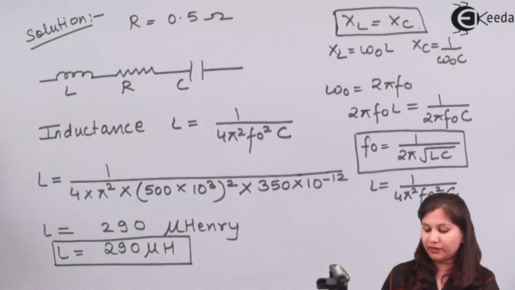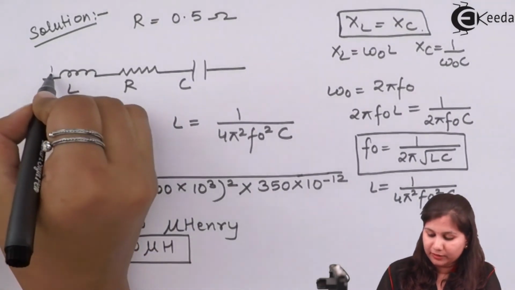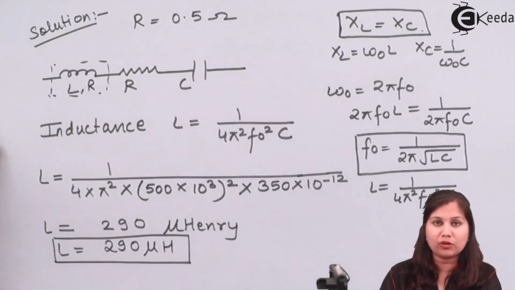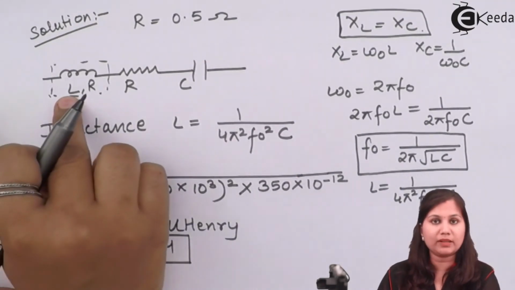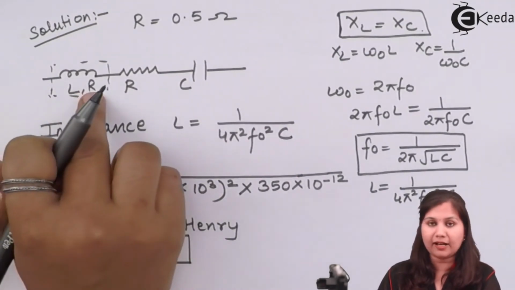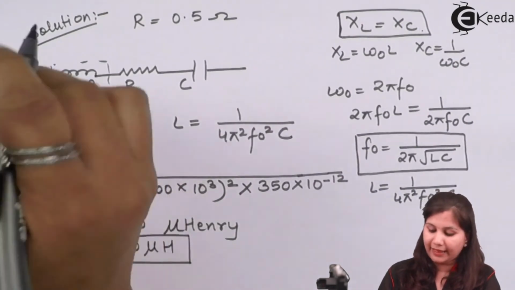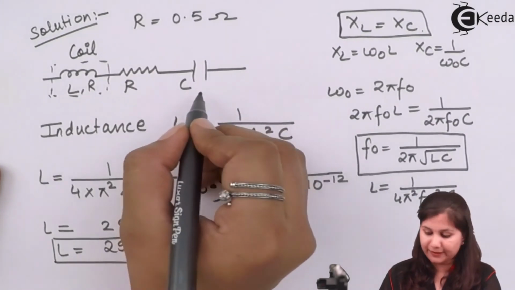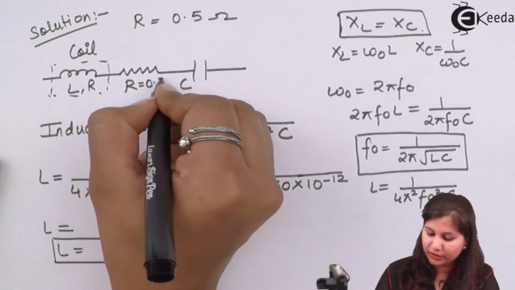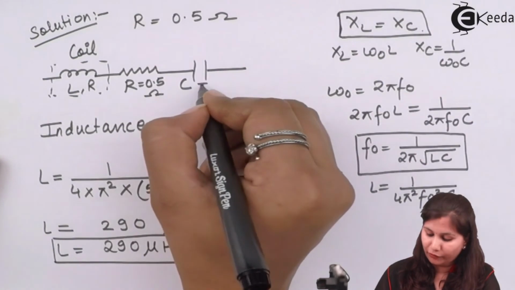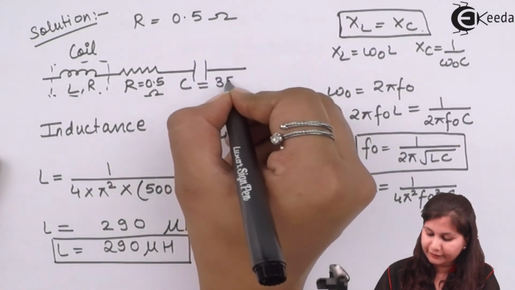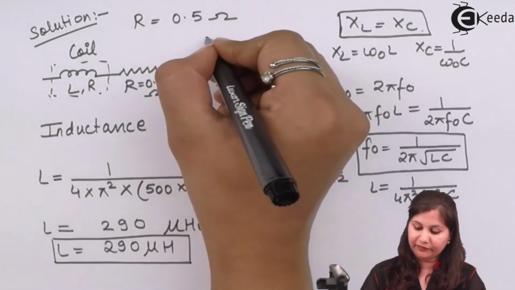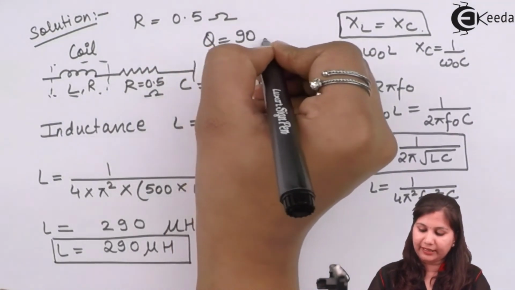Because in the question we had the coil, this was our coil, which has the value of R and L also. L was the effective inductance and R was the effective resistance, and this coil is connected in series with the resistance and the capacitor. The value of this resistance was 0.5 ohm and the value of the capacitor was 350 picofarad, and we were given that the Q meter reading is 90.